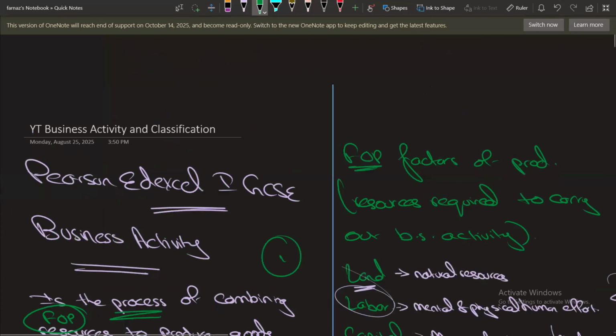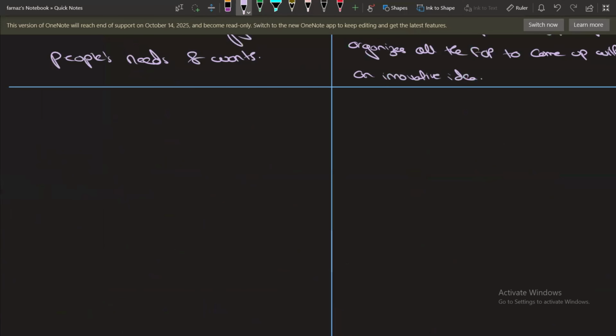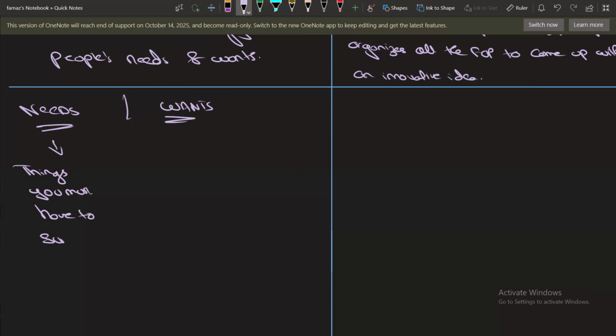Moving forward. Now, a very small part is the differentiation between needs and wants. This is also something which is very, very simple. Okay. Here's where economics comes in a bit. So what is a need? Need is things you must have to survive. Okay. Need is anything that you must have to survive. No, your relationship is not your need. Your girlfriend, boyfriend is not your need. Trust me.